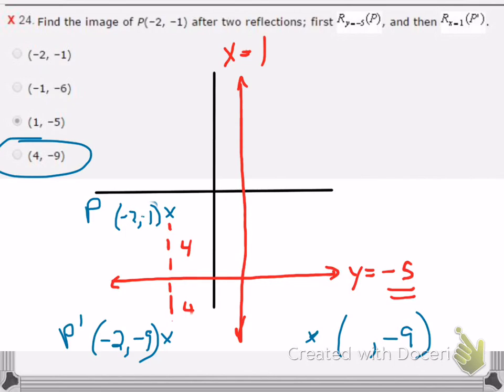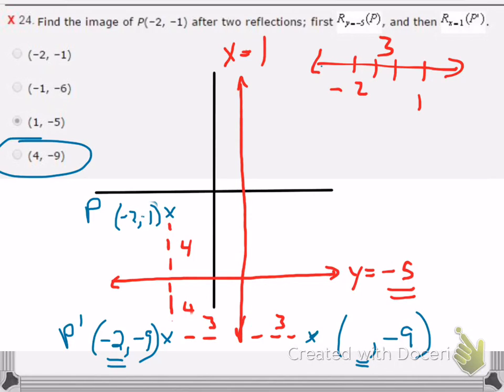And really at that point I'm far enough along to pick my answer. But I want to complete this, so I want to reflect the x value, -2, across the line x equals 1. Well, the distance on the x-axis from -2 to 1, let's see, we've got -1, 0, and 1, so that's a distance of 3. So I'm reflecting it 3 units here, and I need to go 3 more this way. So 3 on the other side of 1 would take us to 4. Keep my colors consistent here. 4, -9 on the x-axis.